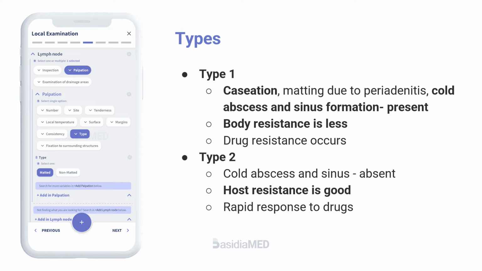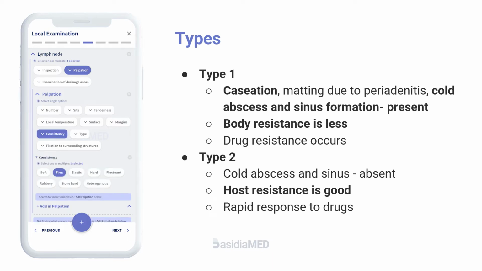In type 2, a firm, non-tender, discrete node is seen without central caseation. Cold abscess and sinus will not occur. Host resistance is good, and so it shows good and rapid response to drugs.